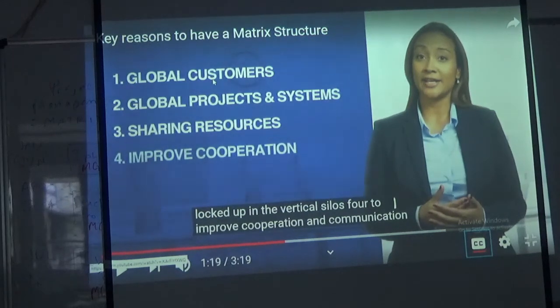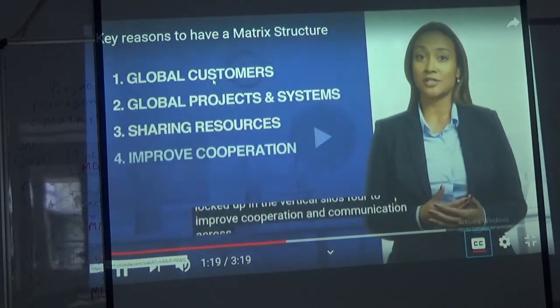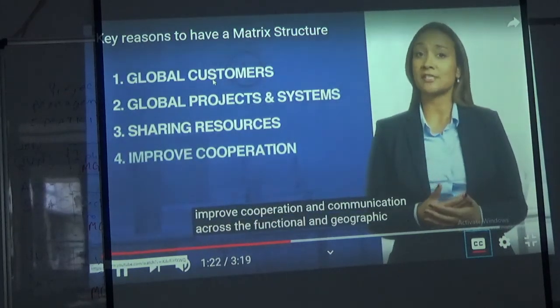Global projects, obviously project management means projects. Sharing resources is a goal of many companies to be able to take advantage of the synergy of the groups, of the teams, instead of just relying on each department. Cooperation. Communication across the functional and geographic silos.